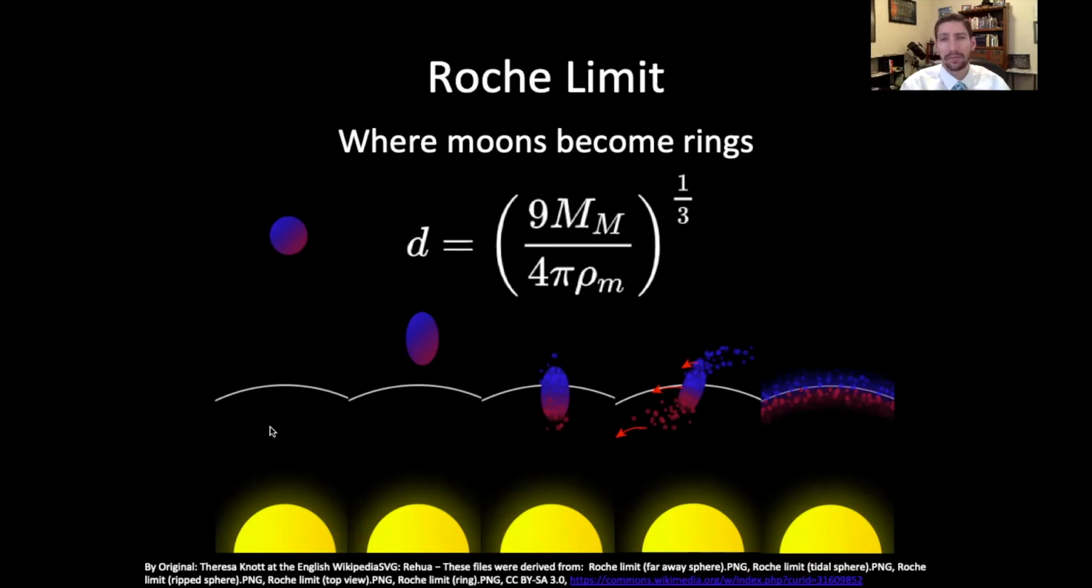Of course, a moon would not instantly get torn apart. It would depend on how long the moon stays inside the Roche limit. So if a moon is on a highly elliptical orbit, it could pass through inside the Roche limit. But if it stays inside for long, then it will get torn apart.